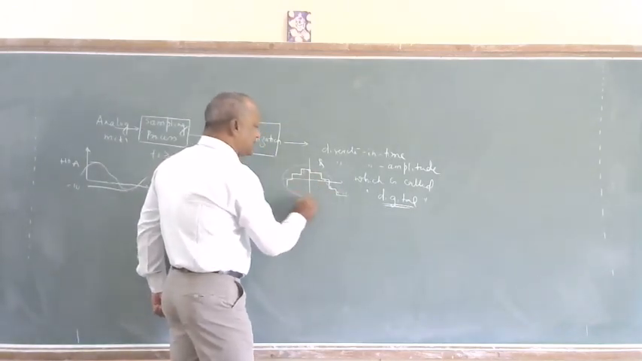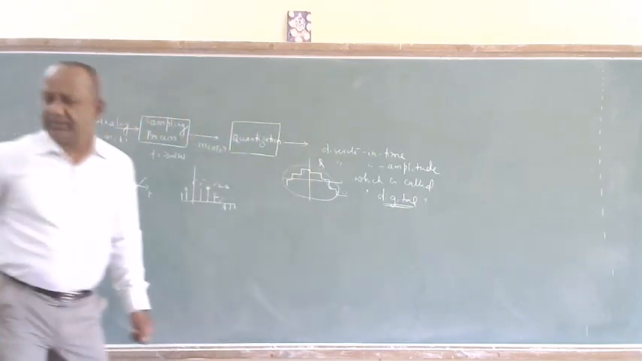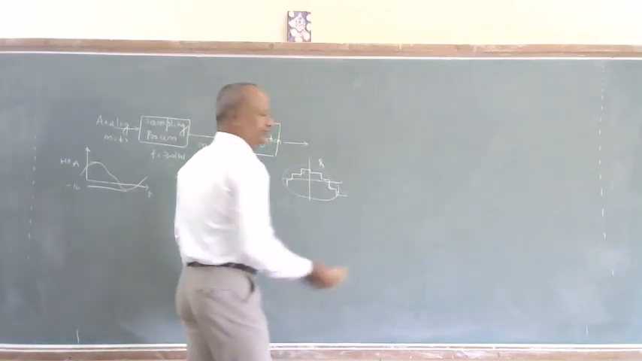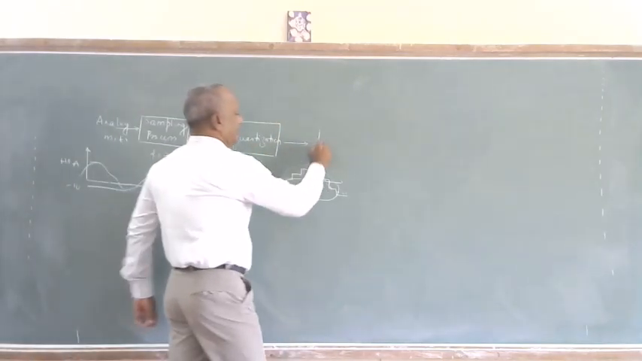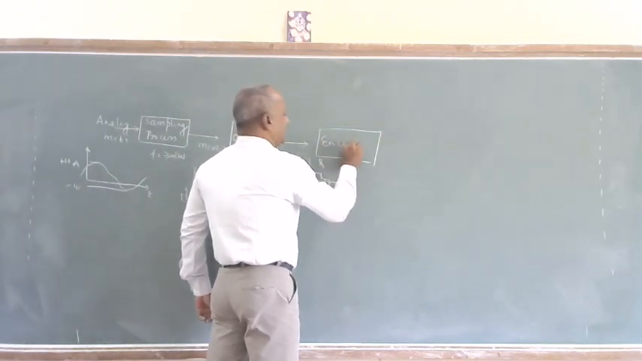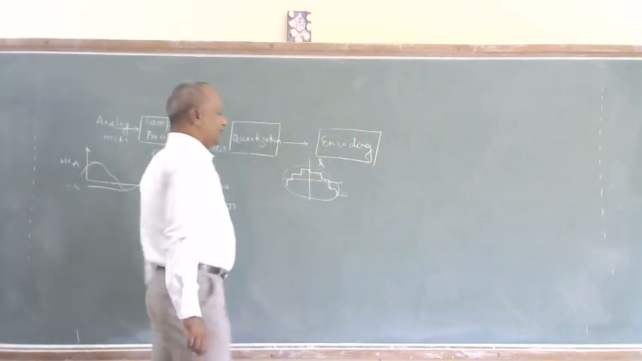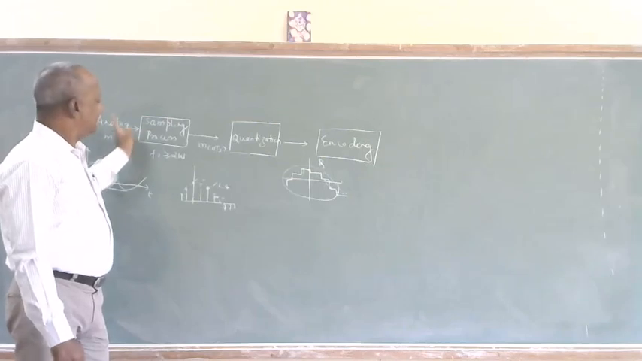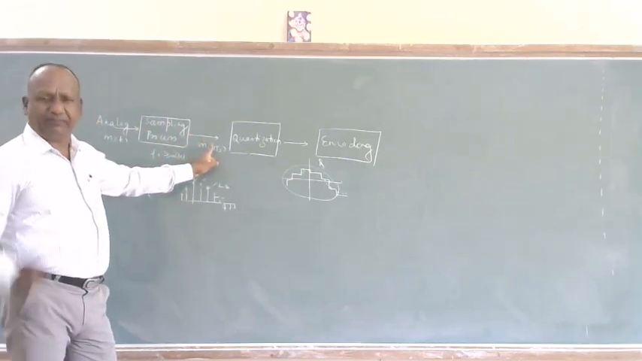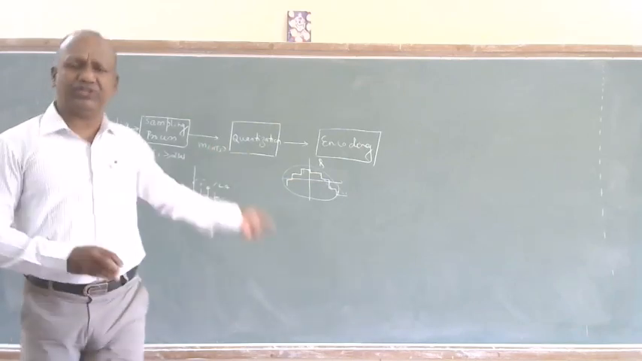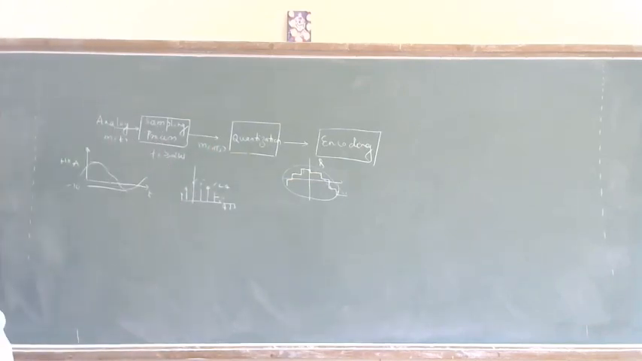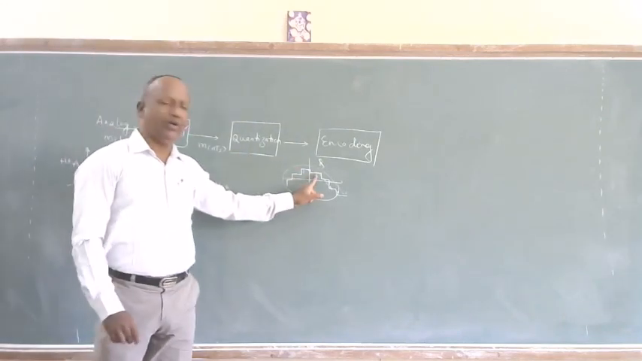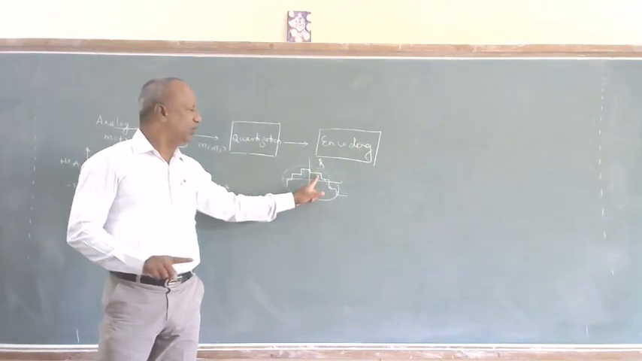This staircase is further applied to the encoder. So I am going for the next operation, encoding. What I am doing in the encoding operation: when I take a sample, maybe it is 1.2 volts. When I do the sampling at a particular instant, the sample value is 1.2 volts. Next, that sample value will be quantized. That 1.2 will be mapped to 1 volt. That 1 volt will be encoded.